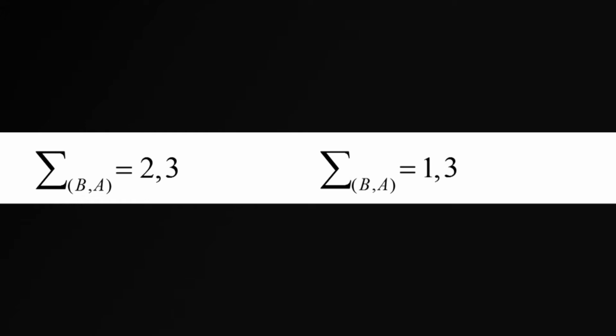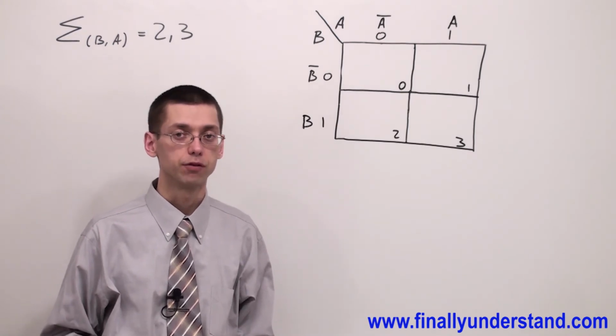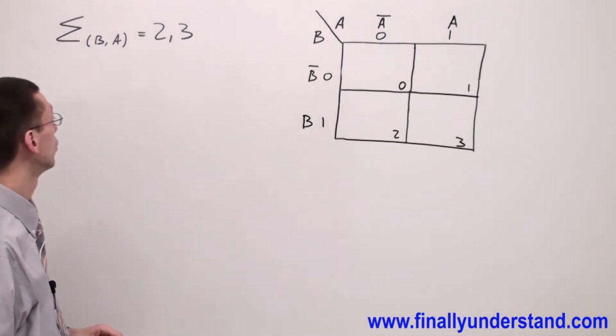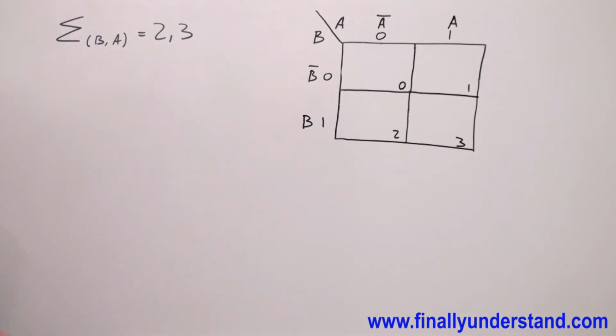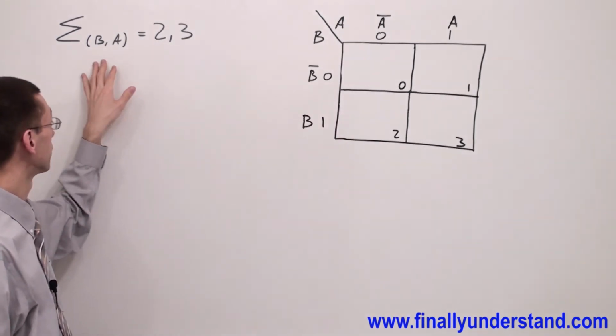Let's take a look at this example. Probably many of you already saw different ways of writing SOP, sum of the products, which has to be simplified by the Karnaugh map. This is one of them.